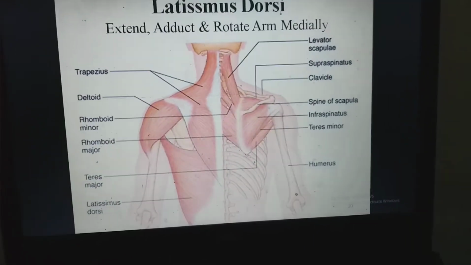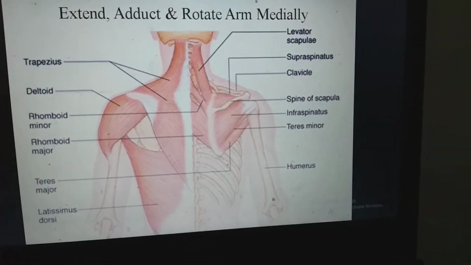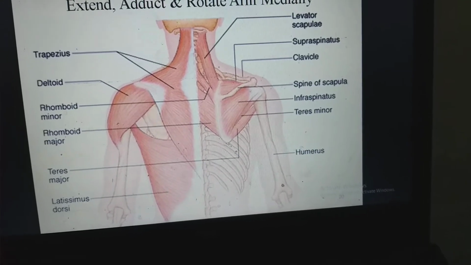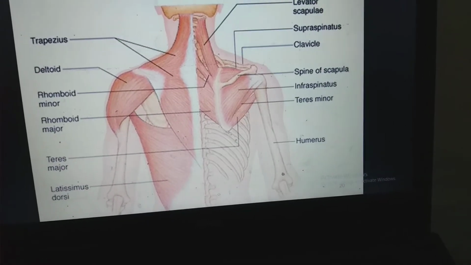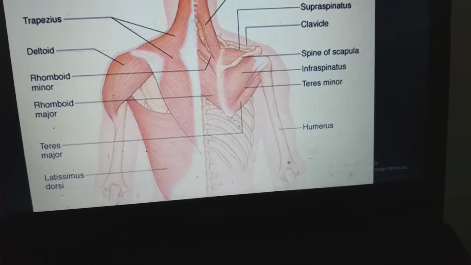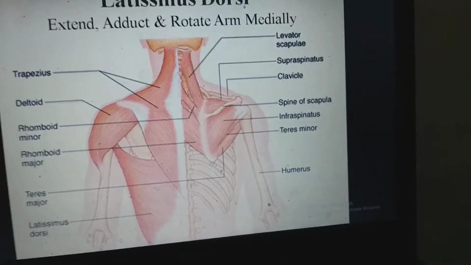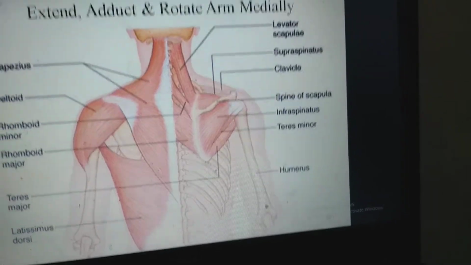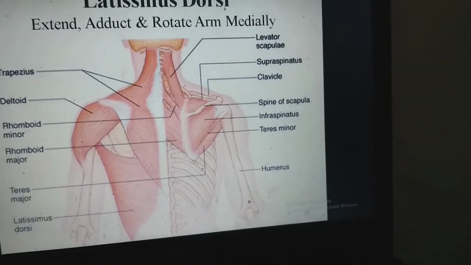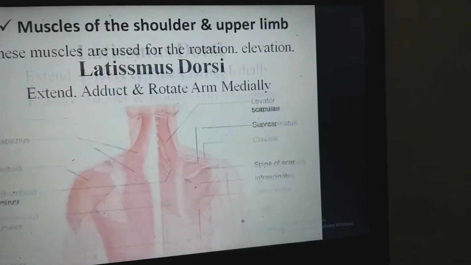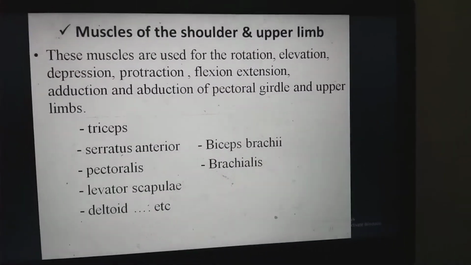Just observe this muscle here. As you observe, you can see the trapezius muscle, deltoid, rhomboid minor and major, teres major and minor, latissimus dorsi here, supraspinatus and infraspinatus, levator scapulae. These are all located here on the posterior side. So these are what we call extend, adduct, and rotate the arm medially. Muscles of the shoulder and the upper limb.